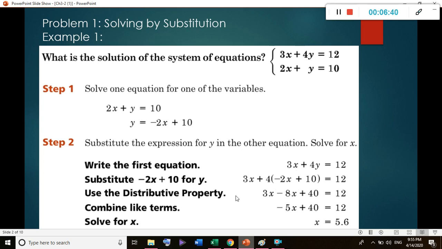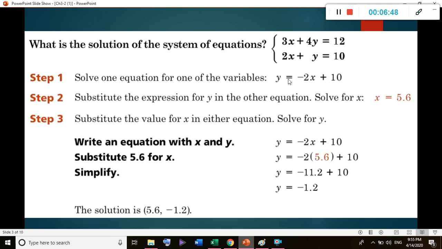Then use the distributive property here. Okay, then they put the combined like terms together, and then they found the answer for x. After that, they substituted the x value that they found into this equation, which got us y equals negative 1.2. So our solution is going to be 5.6 and negative 1.2.